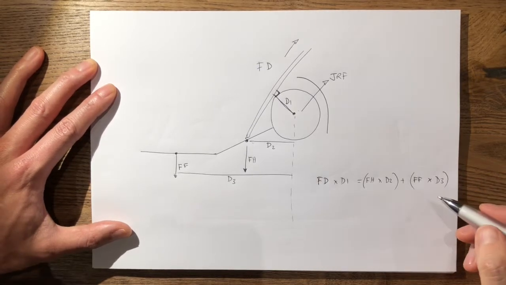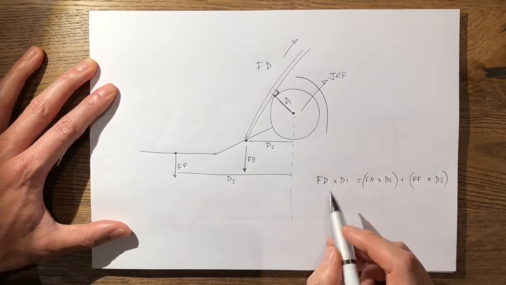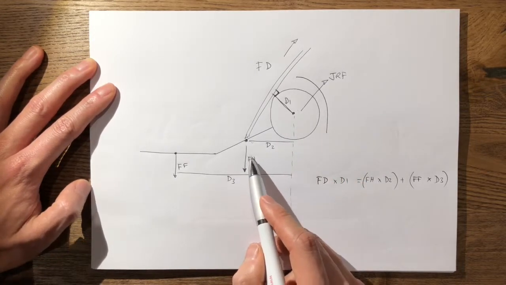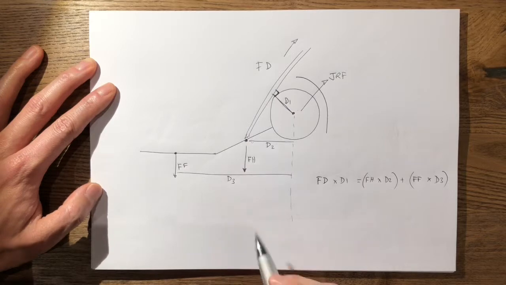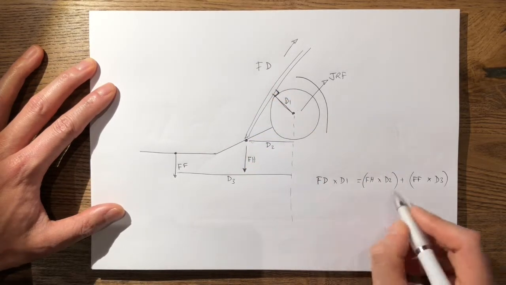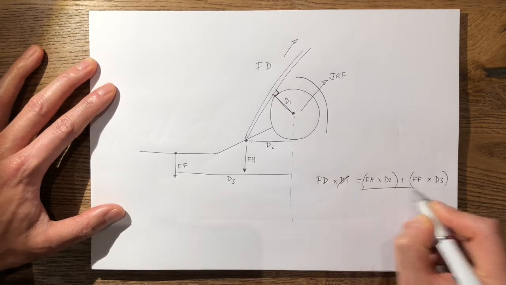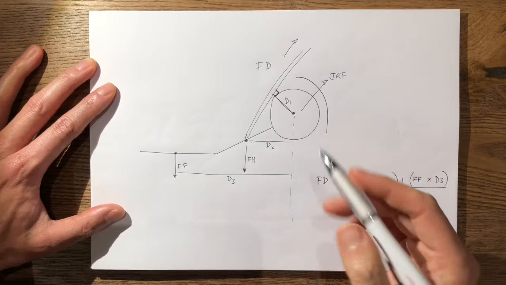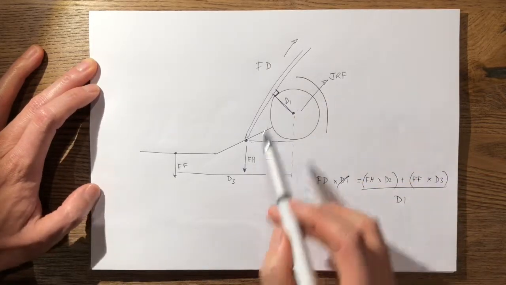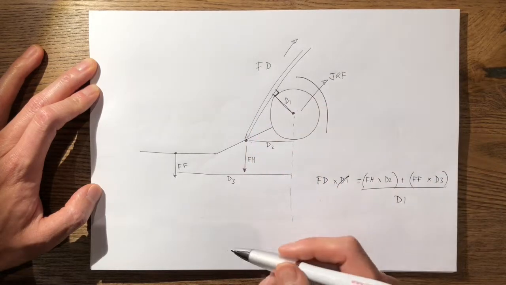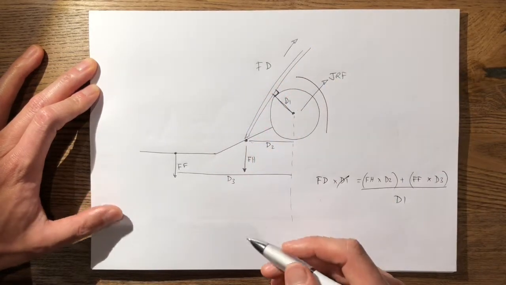So with that in mind, if you have these distances and you know the weight of your forearm and your humerus respectively, you can work out your force of your deltoid by dividing all of this by d1. So once you've worked out the force of your deltoid, you then have a vector. So you have a magnitude and a direction.